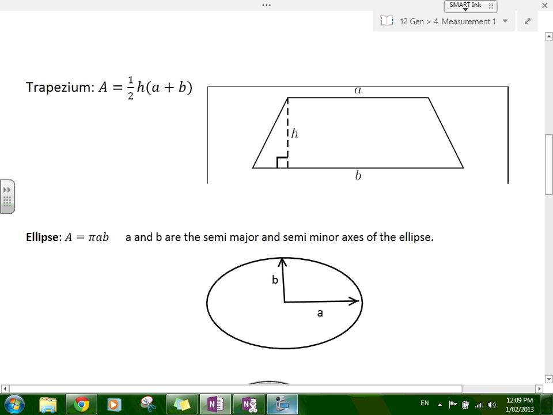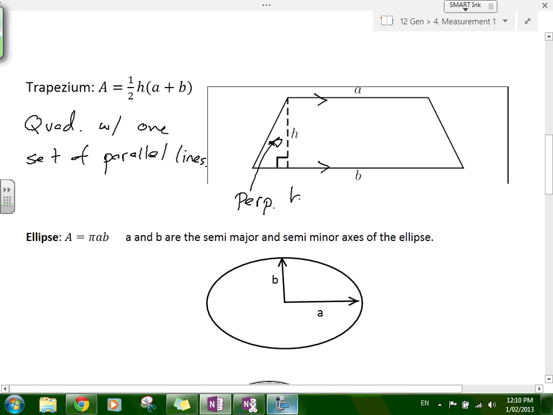So a trapezium is a quadrilateral with one set of parallel lines. Quad with one set parallel. So it's the perpendicular height, just like a triangle. The area is the two lengths of the parallel sides added together, divided by 2, multiplied by the height of the trapezium, or the distance between those parallel sides. Distance between the two parallel sides multiplied by the average of the two lengths. That's the way I think about it. I always think, take the average of the two parallel sides and then multiply by the distance. So how do you think about it?